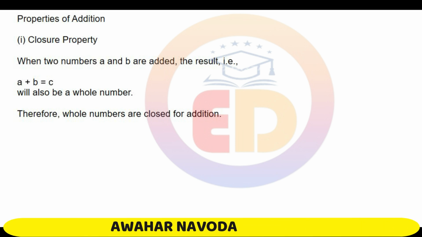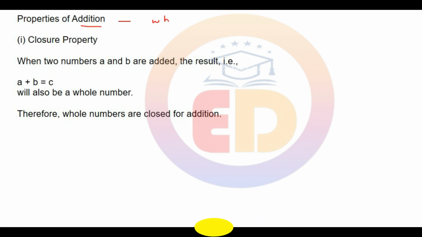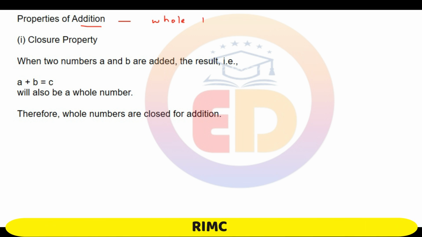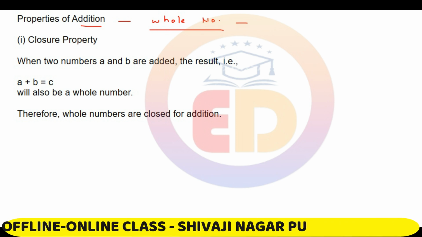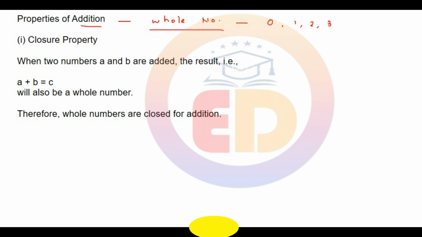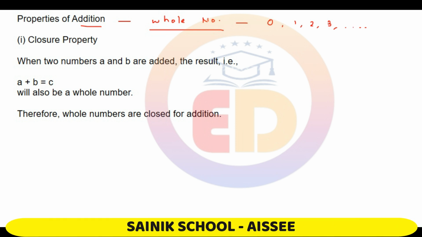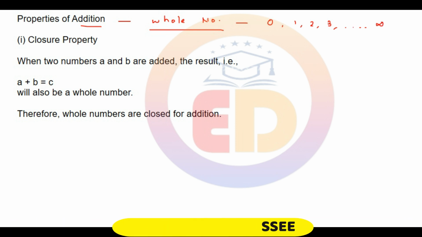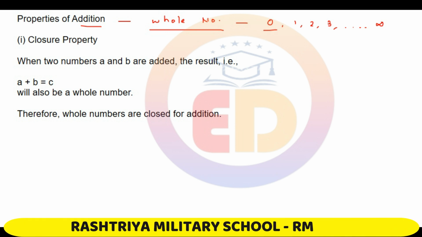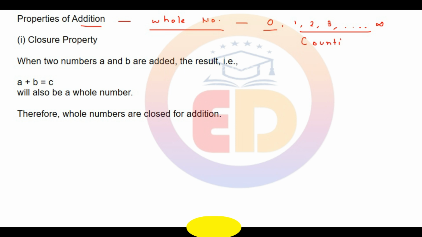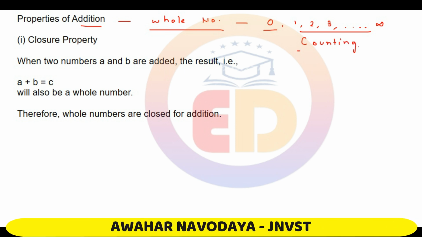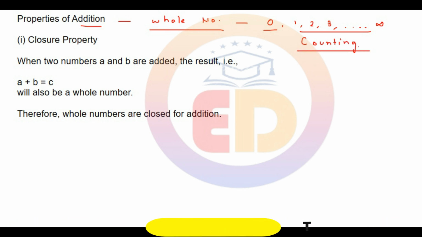The properties of addition of whole numbers. Now we have discussed the whole numbers are numbers which start from 0, 1, 2, 3 and they go till infinity. So whole numbers has 0 as well as all the counting numbers. And now we will discuss the addition property of whole numbers.